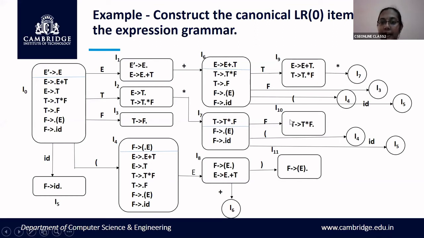Coming to I10. I10 is again a final state, or a reduction state, where dot is present on the rightmost side. And in I11 also, dot is present on the rightmost side. I cannot further take a go-to or a closure. Now coming back to I4.